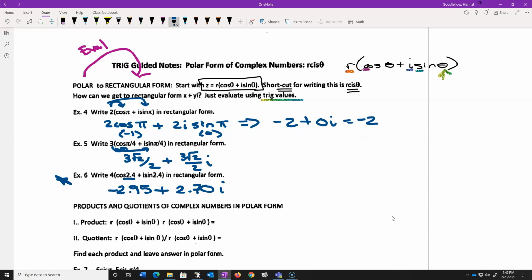Okay? Now, each one of those radian values determines which quadrant that ends up being in. And that should make sense that 2.4 radians would be shy of 3.14, that's second quadrant, and this is definitely in quadrant number 2. So, think about what quadrant the radian's in, and the actual rectangular should coincide with it.